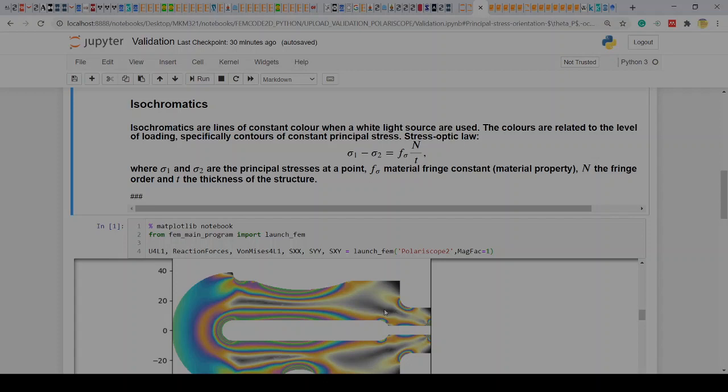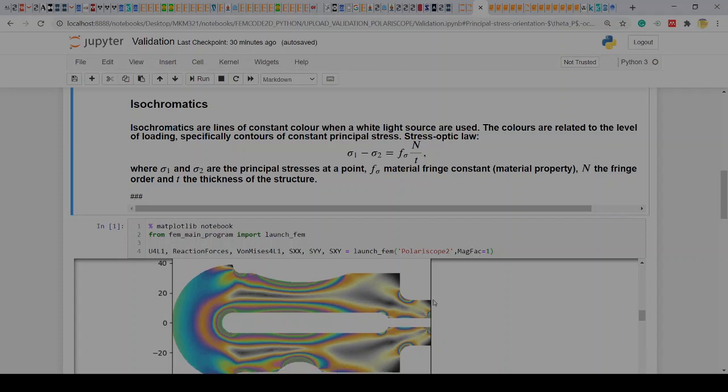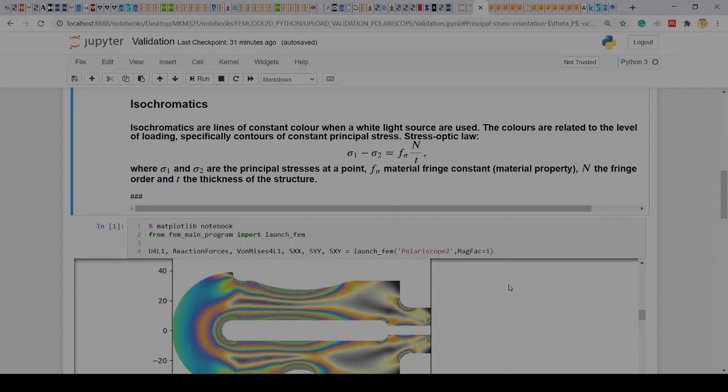You can see here there's parts of the structure that's not loaded. These black parts are parts of the structure that is not being loaded. Okay, but what it boils down to is it's really just constant principal stress differences. That's really what the contours relate to. So that's really what they are: the differences in the principal stresses that are constant. That's really what these profiles relate to.